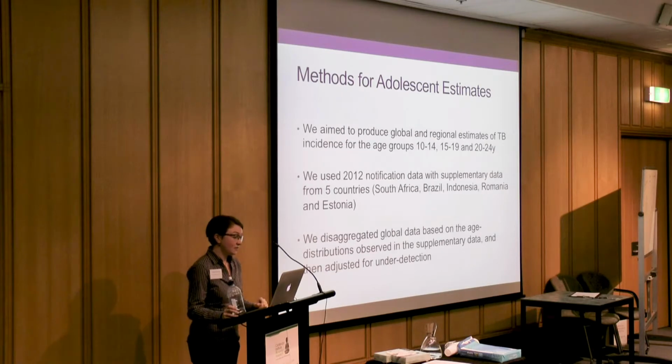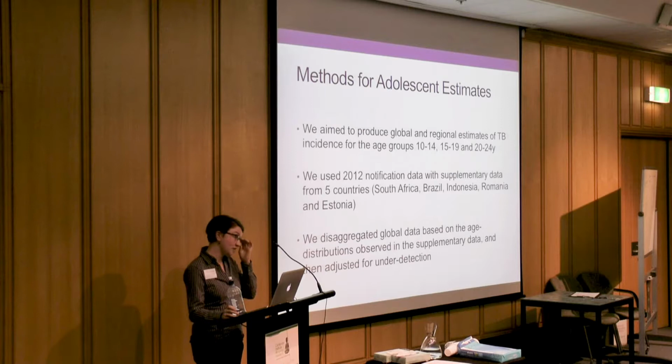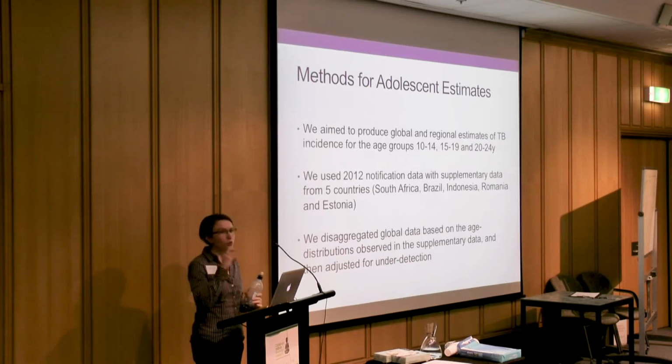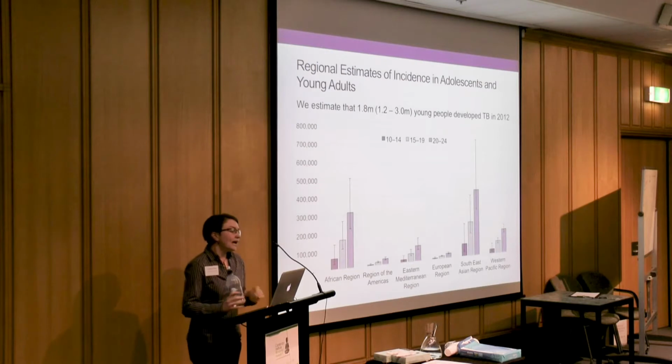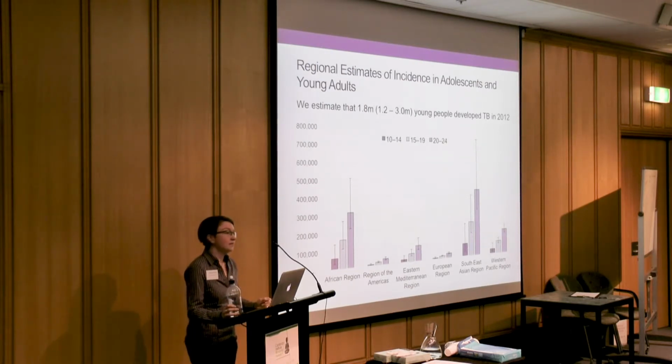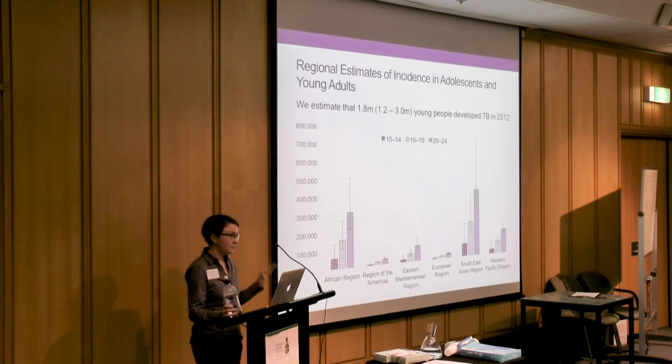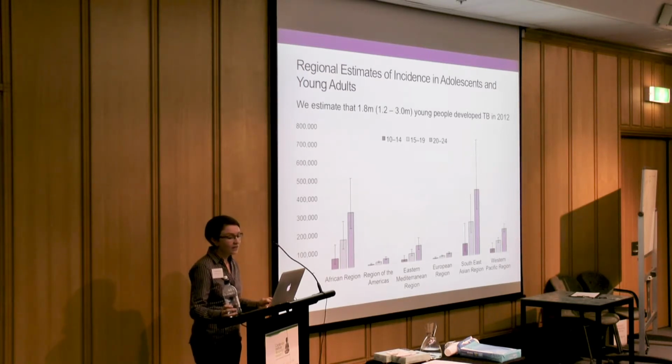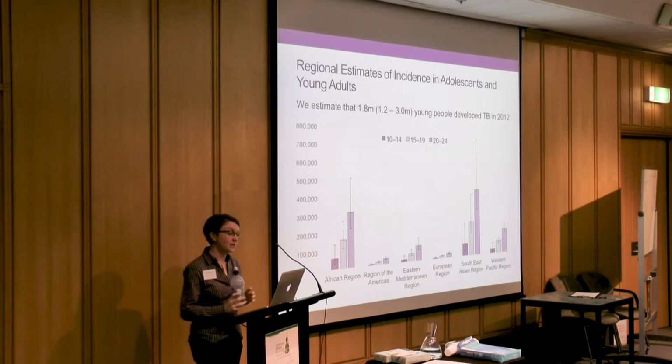So what we did for this first set of estimates was take all of the data that were reported to WHO in 2012, fill in the gaps regarding extrapulmonary and smear negative TB as best we could, and then adjust for the standard WHO estimates of underreporting in each country, and then pull them apart into these 5-year age groups based on more detailed data that we got from countries with more detailed data available. When we do that, we come up with an estimate of 1.8 million incident cases of TB among 10 to 24-year-olds in 2012. Many more cases in the 20 to 24 age group than in the 10 to 14 age group, which is consistent with historical data about the age-related epidemiology of TB, and the geographic distribution that you would expect based on what we already know about the global TB epidemic.